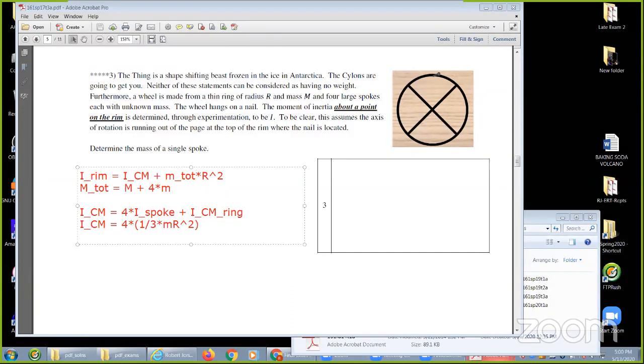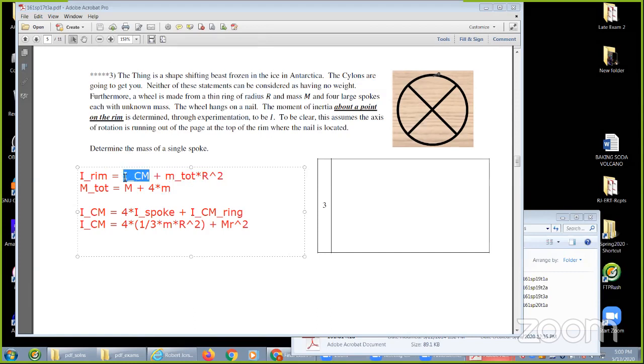Hopefully you caught that the moment of inertia of a spoke would be 1/3 times the mass of a spoke, which I'm calling little m here, times r squared, plus the moment of inertia of the ring would just be mr squared. And I think at this point, this is known, this is known, this is known. So here we know everything here. We know this, and we know everything in this except for little m.